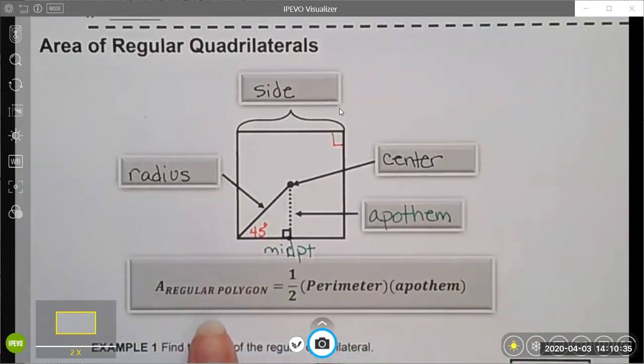We can use the formula area equals 1/2 perimeter times apothem, but we can also use the more traditional area equals side squared formula if we prefer. I'm going to do example 1, showing you both ways to find that area, and then you would be able to choose the one that works best for you.